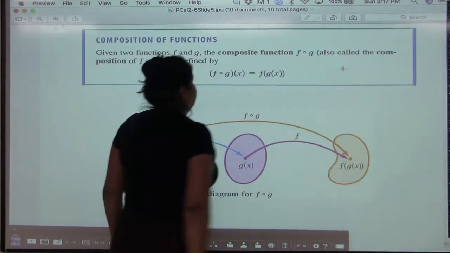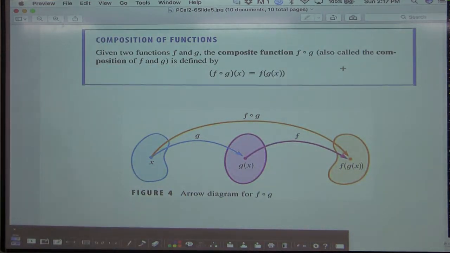to composition, which is really the heart of the lesson today. Composition is where you are putting one function inside of the other.